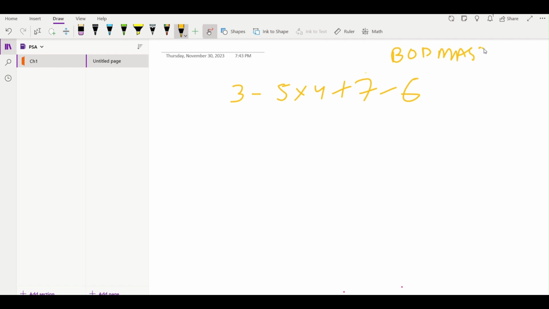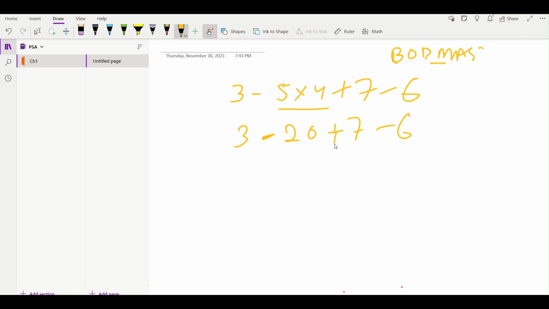According to BODMAS, first B means brackets, so there are no brackets. Second O means order, so there is no order. Third D means division, so here is no division. The fourth one is multiplication, so we will solve this one. We should also consider the sign as it is for this term. So 5 multiplied by 4 is 20, then plus 7, minus 6. So we have solved the multiplication term.